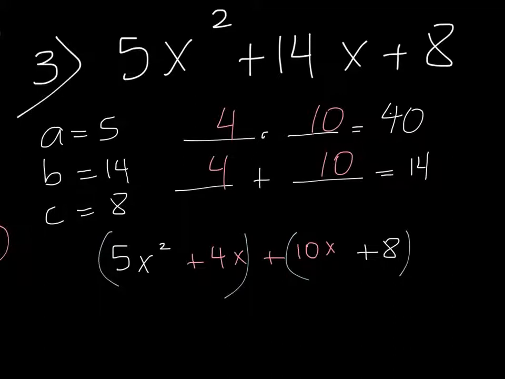Now what's common between 5x squared and 4x? There's just an x in common. So what's going to be left is 5x plus 4. Now again, you can distribute to double check. This is 5x squared and this is 4x, so we're good.